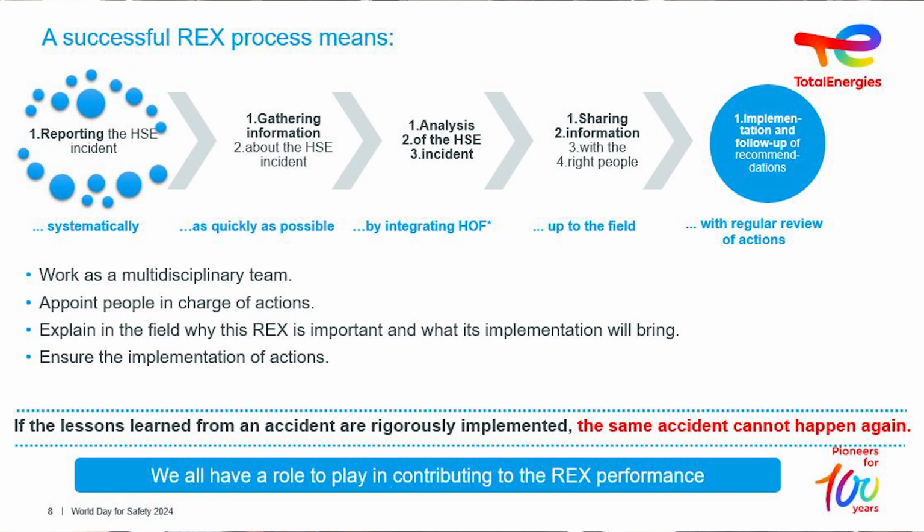Then appoint people in charge of actions, so it's not just stopping at it. When we have actions like that, we need to appoint someone. It could be more than one, two, three. We have the resources and we make sure that they track those actions. Then explain in the field why this REX is important and what its implementation will bring. So this should be part of our process, and we need to ensure the implementation of the action. We need to follow up.